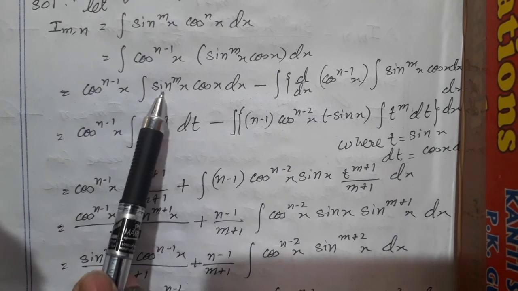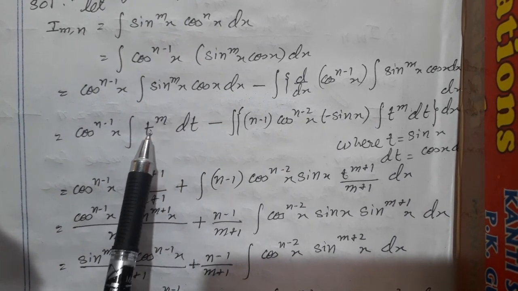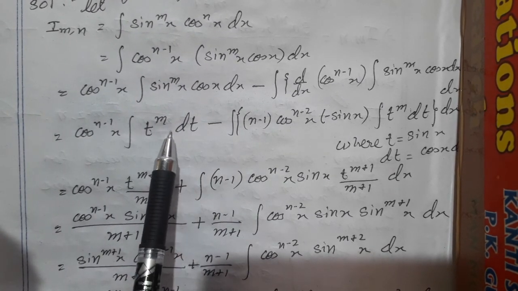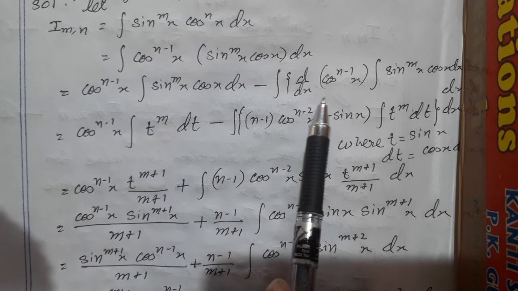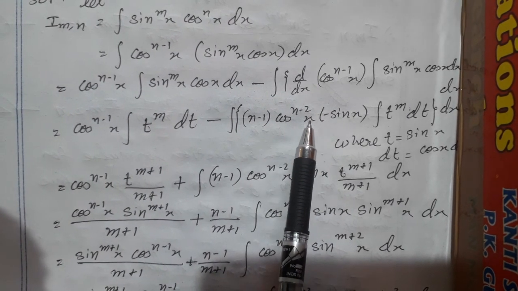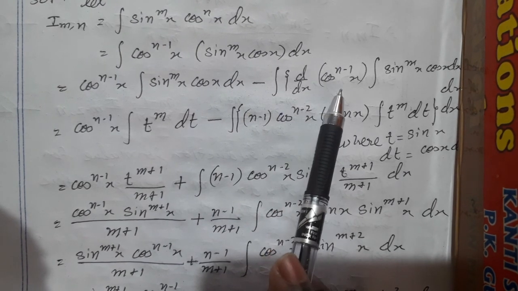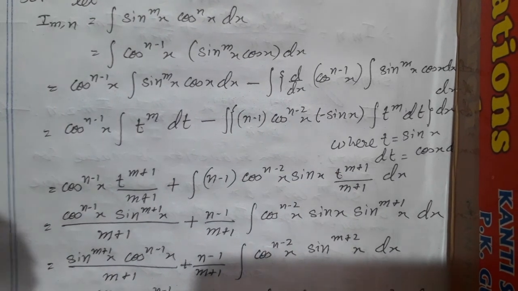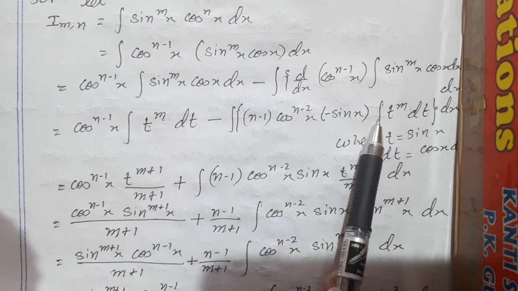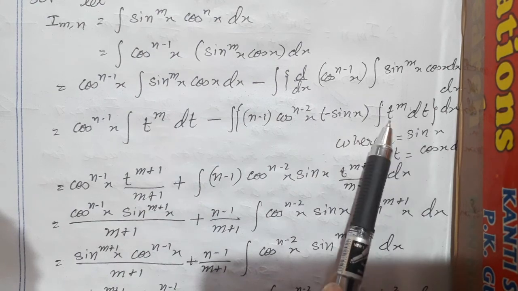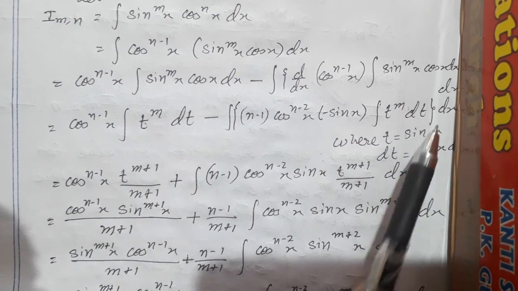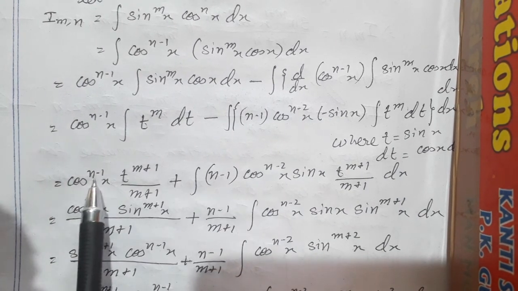So in place of sin x, I wrote t. So we get t to the power m, and cos x dx is dt, so I have written this as dt. Now if I differentiate the other part, I get (n-1) cos^(n-2) x. Differentiation of cos gives minus sin x. And the integration, same way as before, we get t^m dt. So we have here cos^(n-1) x.